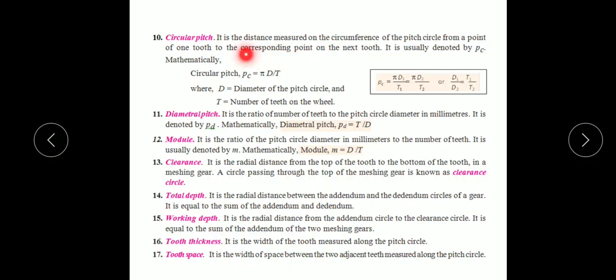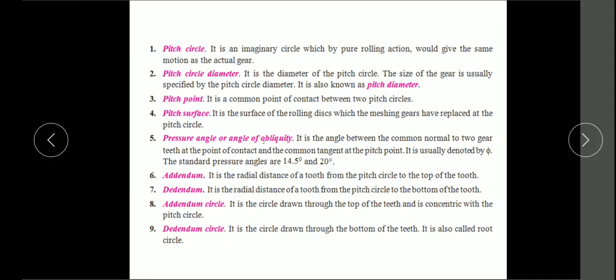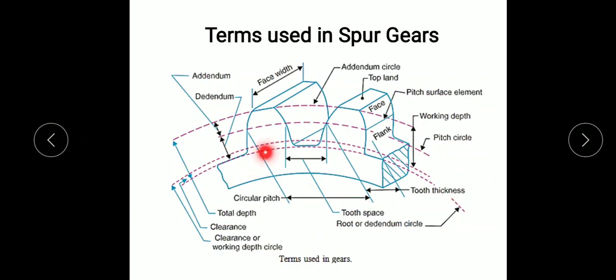It is the distance measured on the circumference of the pitch circle from a point on one tooth to the corresponding point on the next tooth. It is usually denoted by PC. We have already shown this one. I can show you: circular pitch is shown here, the distance between this point and this point.